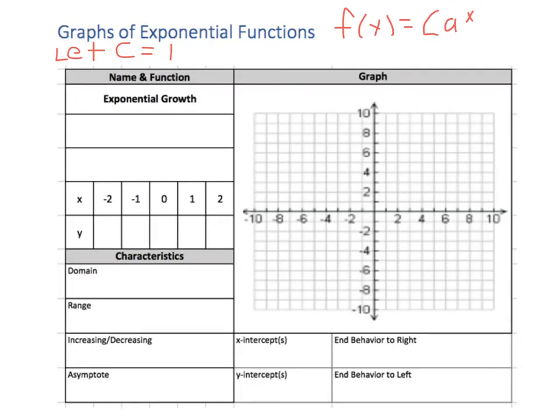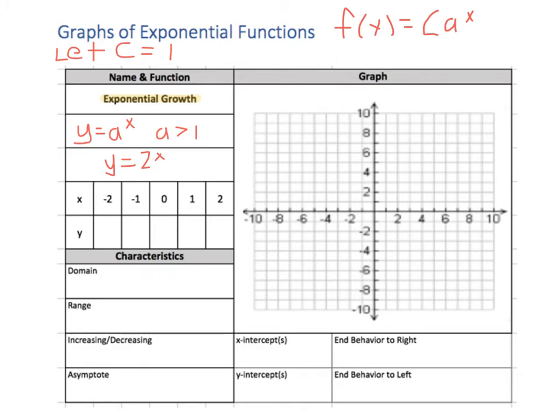We're first going to consider if we put in a 1 for c, and then we're going to swap out f of x for y, and look at y equals just a to the x, and we're going to assume that a is greater than 1. When we have an exponential function where the base is greater than 1, that is what we call exponential growth. We're going to plot a simple exponential growth example. We're going to use a equal to 2. All right, so that's greater than 1.